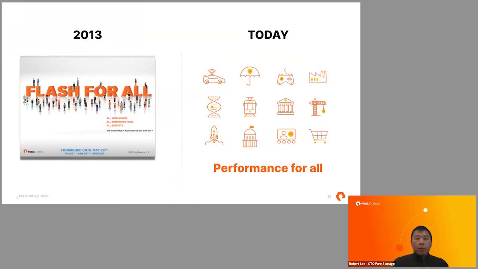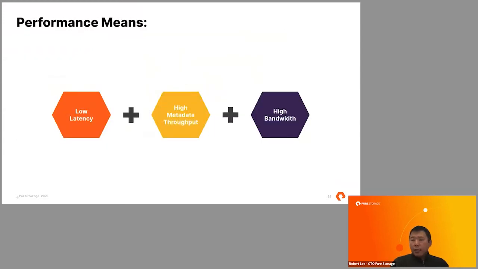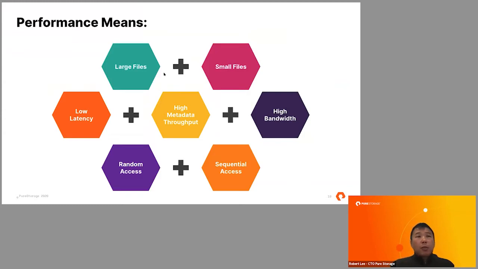Fast forward to today, we really think about performance for all types of workloads and across all types of industries, which Rajiv kind of touched on. I think the biggest thing that we've learned since we started FlashBlade is that performance comes in all shapes and sizes, and certainly it's the low latency, high throughput access, as well as high metadata performance. But it's also the ability to serve large files.